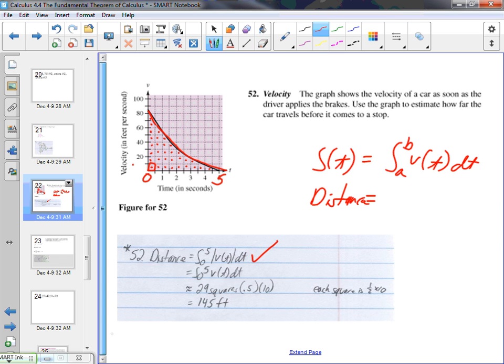All right. Now, this leads us to a fairly cool idea here. Because look how we found distance. We found it by adding up areas. Forget about the actual motion of a car for a moment and just look at the graph. This is the graph of velocity, and we decided that the definite integral from 0 to 5 would give us the distance.